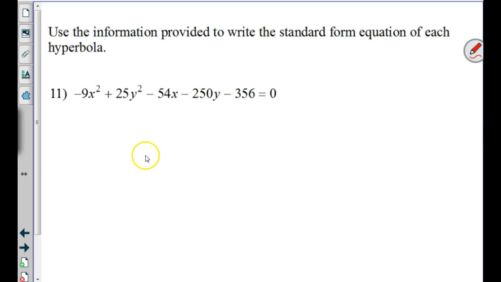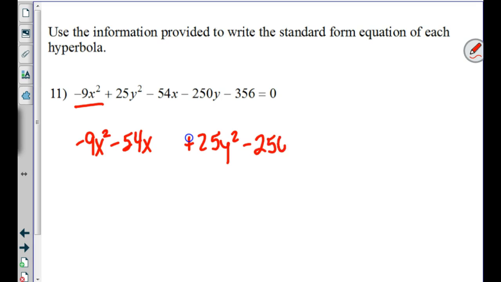Makes me very nervous. Okay, so the x's are -9x squared, -54x. The y's are a positive 25y squared and a negative 250y. And I got to move the 356 to the other side, which means I'm adding it, which makes it positive. Some of you did little sign mistakes and stuff. And then some of you forgot the whole number out front does something.